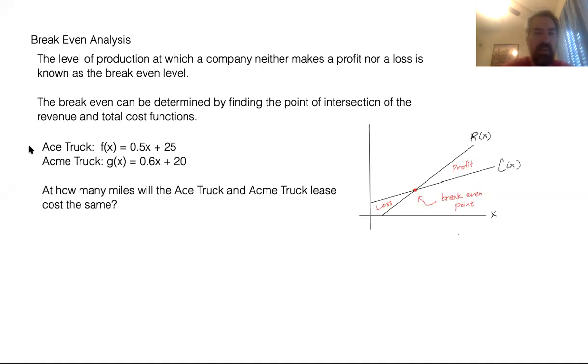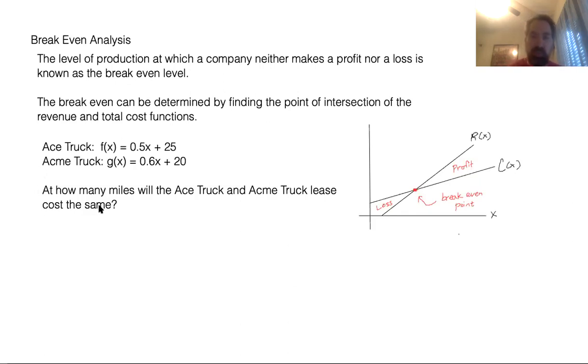So to summarize that example, we said that the Ace Truck Leasing Company had this linear model for how much it cost to rent a truck for one day. That was 0.5x plus $25: $25 per day to rent plus 50 cents per mile. Acme Truck was 60 cents per mile and $20 a day. And in our example, we were planning to drive it at most 30 miles. And so the Acme Truck company was more cost effective. It was $38 compared to the Ace Truck being $40. Right? But at how many miles will the Ace Truck and Acme Truck lease cost the same?